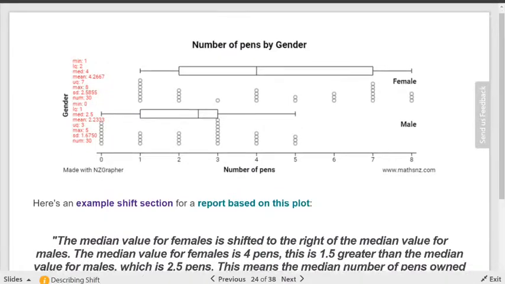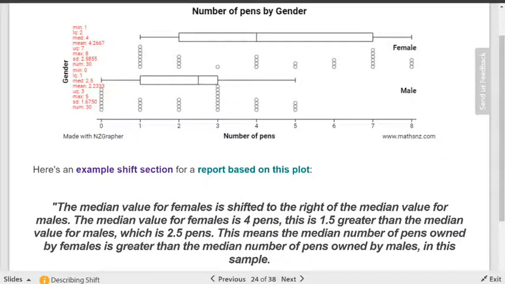The median value for females is shifted to the right of the median value for males. Boom. That's all I need. Now what if it had been to the left? Just say to the left. What if there had been no shift? You would say the median value for the females has no observable shift from the median value for the males.